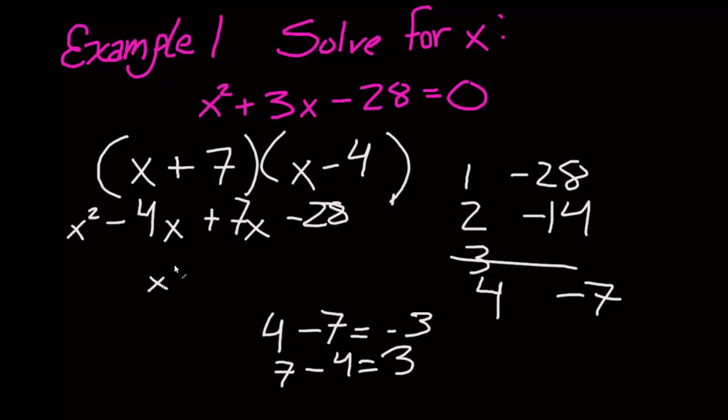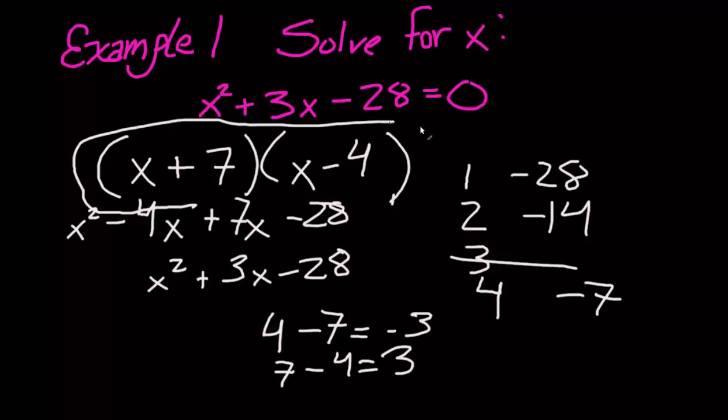And we've got x squared. Negative 4x plus 7x equals 3x and negative 28. So there you have it. Looks like we did everything right. And there you have it. We've solved our quadratic equation for example 1.